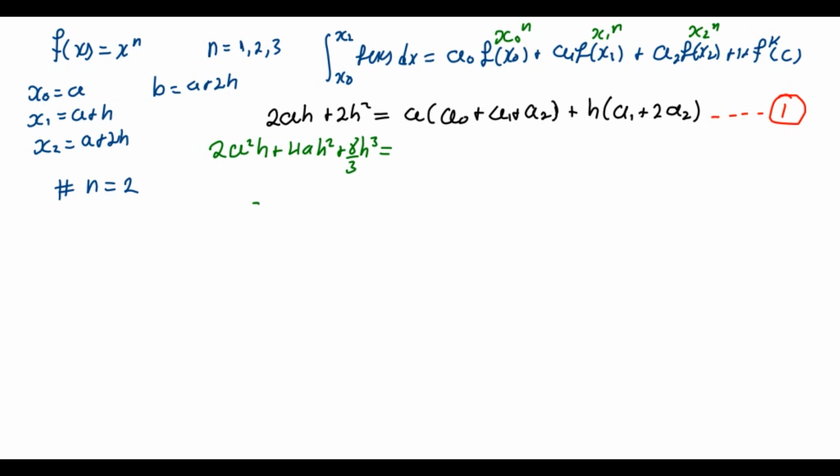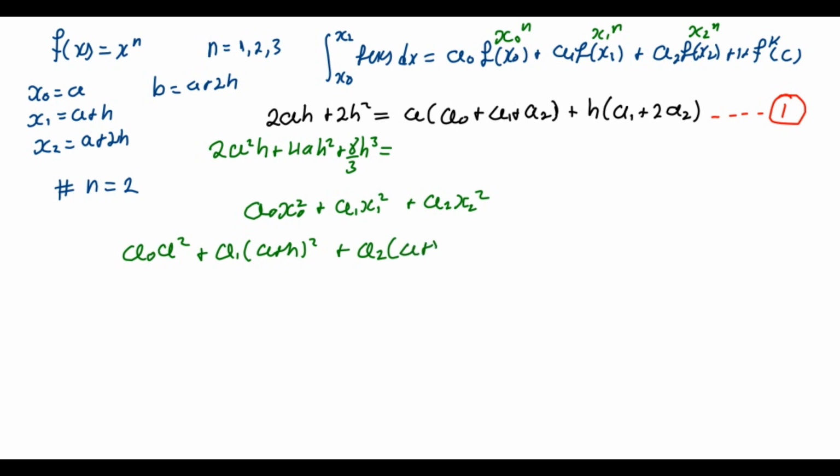So that's going to be a naught x naught squared, plus a sub 1 x sub 1 squared, plus a sub 2 x sub 2 squared. For this here we're just going to substitute again. Your x naught is a, so that's going to be a naught a squared, plus a sub 1. What is your x sub 1? X sub 1 is a plus h, squared, plus a sub 2, where x sub 2 is a plus 2h, then you square it.